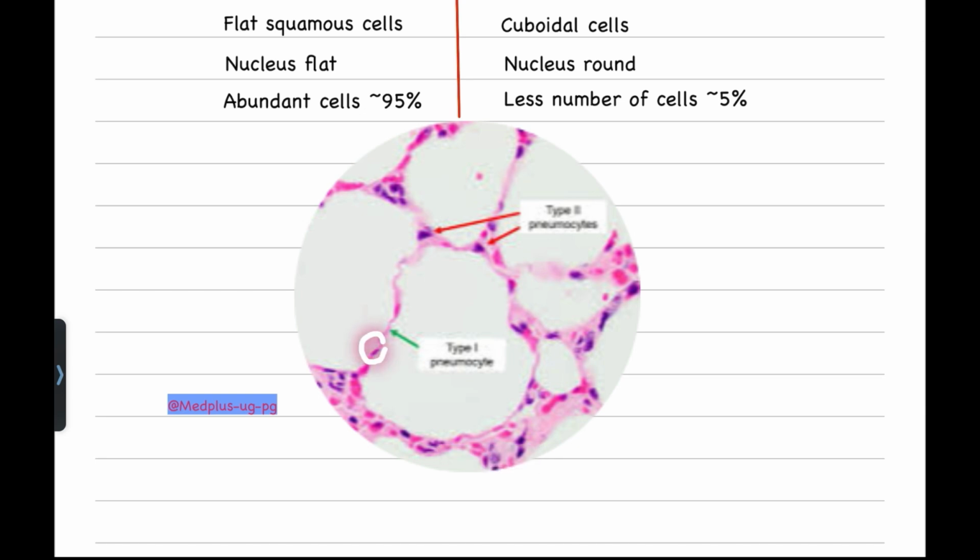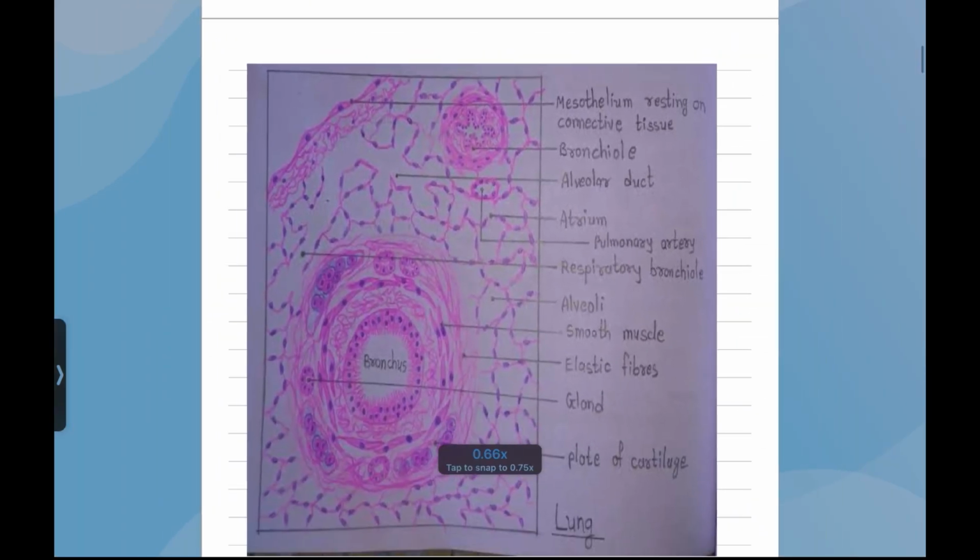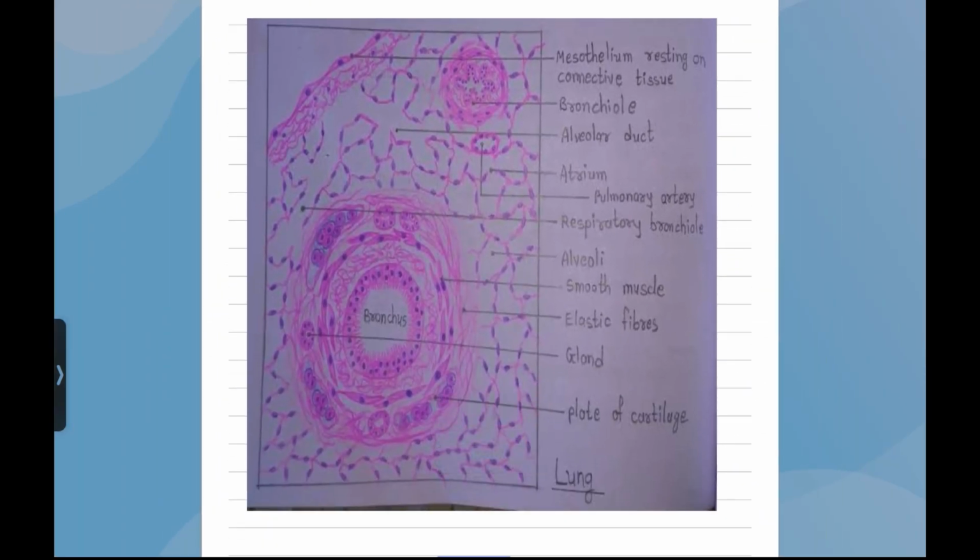As we can see here, there is a flat nucleus. So these are the type 1 pneumocytes. And as we can see, these are cuboidal cells with a round nucleus. These are type 2 pneumocytes, and this is an air filled space of the lung. Now we will see a diagram.